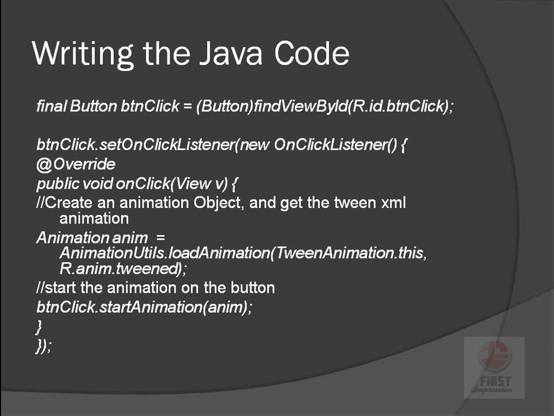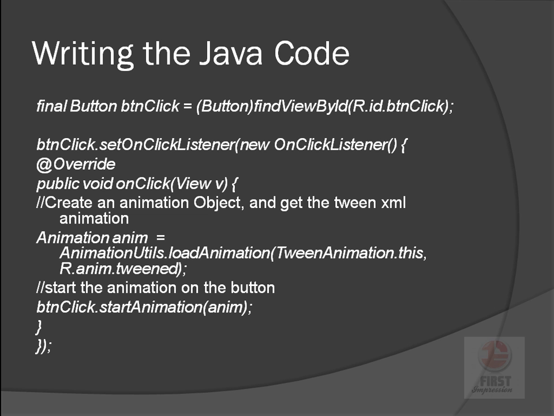Inside this anim folder, we created a new XML file. The XML file's name was tweened.xml. The base element of the XML file was scale. We mentioned 7 properties inside this. We had from X scale, to X scale, from Y scale, to Y scale, pivot X, pivot Y, and duration.